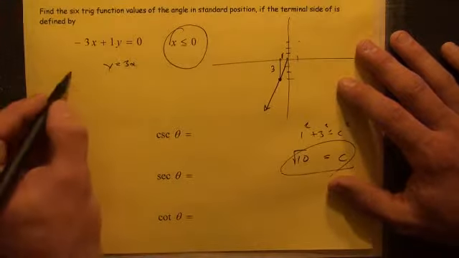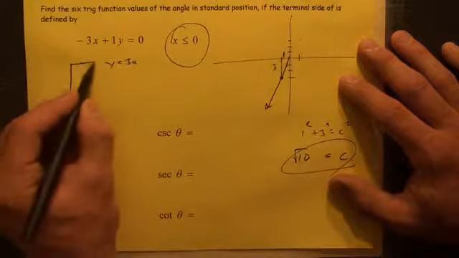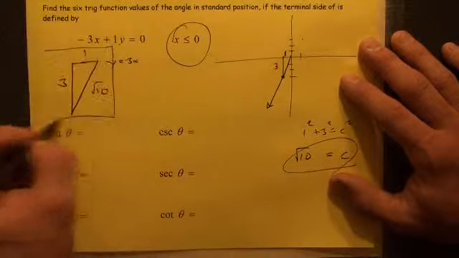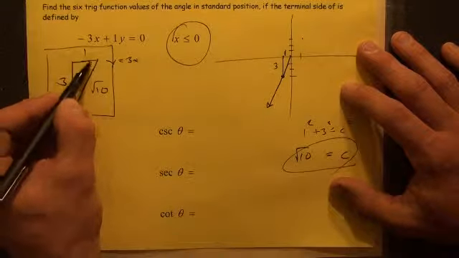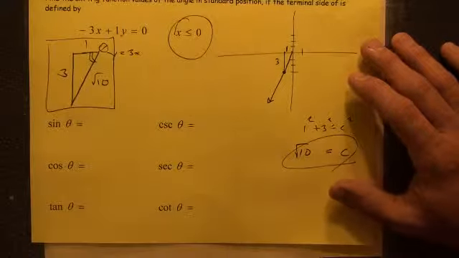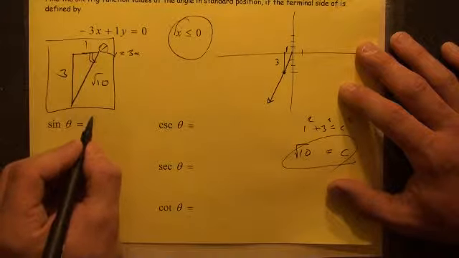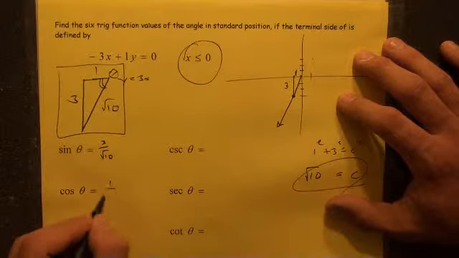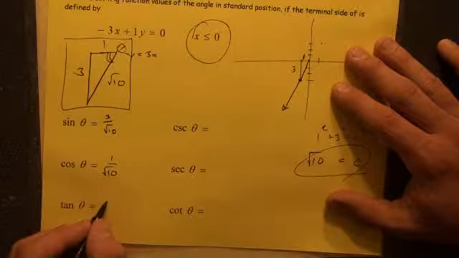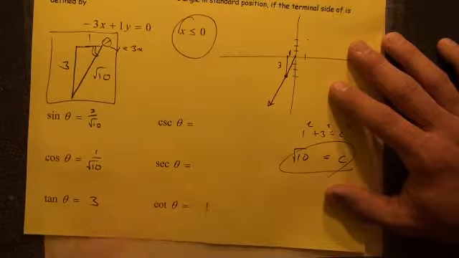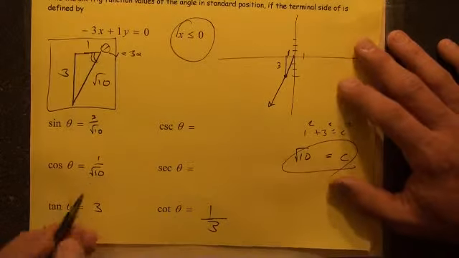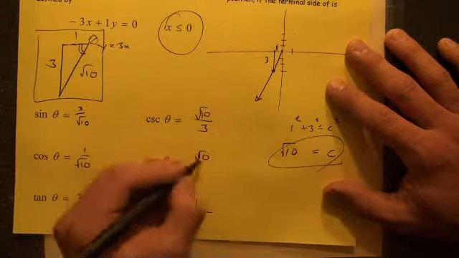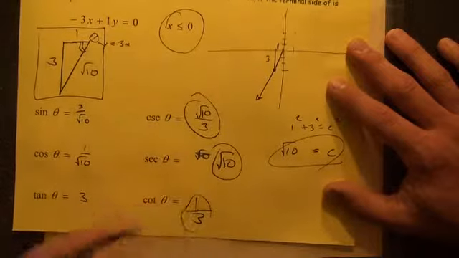Let's zoom in a little bit on the situation. We have root 10 here, this is a 3, that's a 1. So theta is over here. Opposite over hypotenuse would be 3 over square root 10. Cosine would be 1 over square root 10. Tangent would be 3 over 1, which is 3, making cotangent 1/3. And this one would simply be root 10, and this would be root 10 over 3.